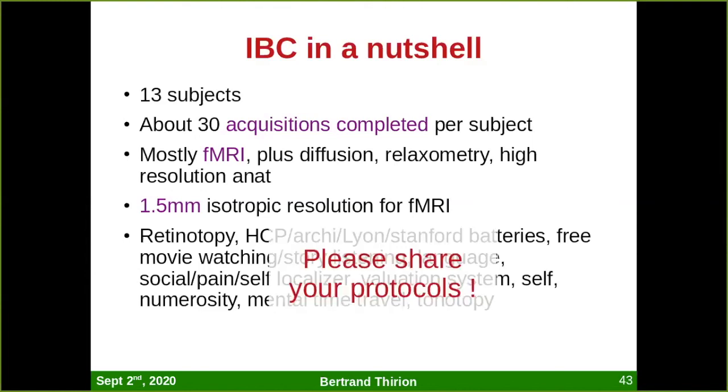But since this experiment is still ongoing, we need good protocols. So if some of you have good protocols that you know are robust and you can rely on, please share them, so we can talk about that. Please share them so that we can also reuse them, because we would like to do this very comprehensive scanning to help disambiguate the way different fMRI protocols probe the same cognitive functions.